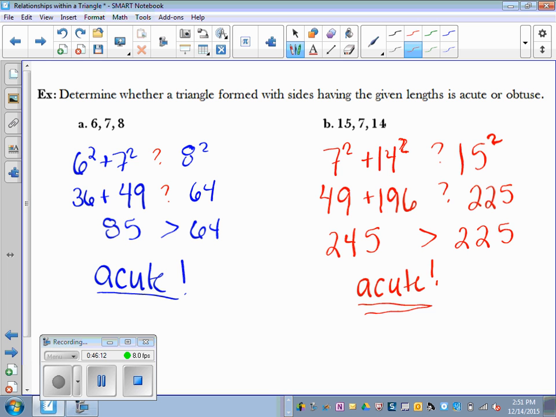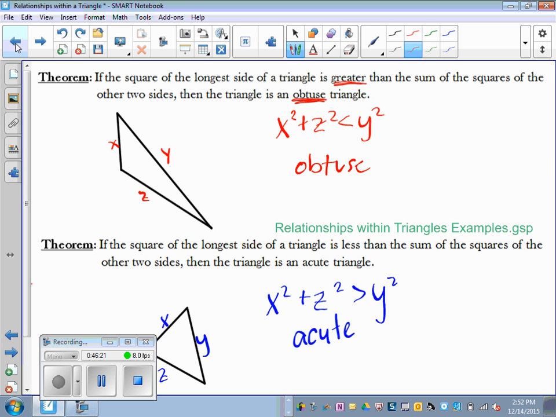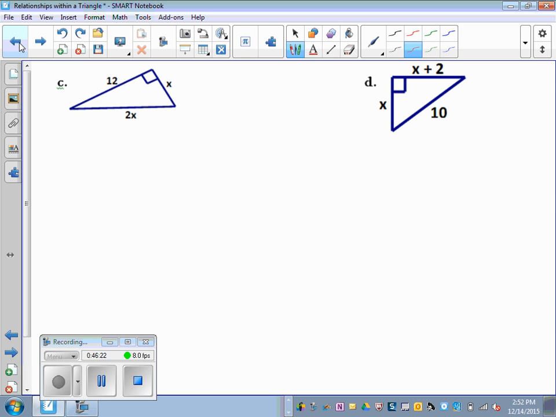Alright, questions on that? Okay, let's go back up to C and D. These are some very important ones. So we're back to solving for x. What type of triangles are these? Right triangles. So what theorem can I use? The Pythagorean theorem. So first, let's set up each of these equations.